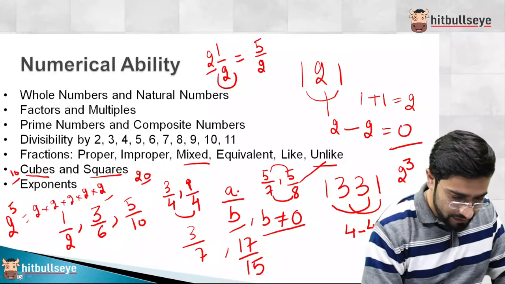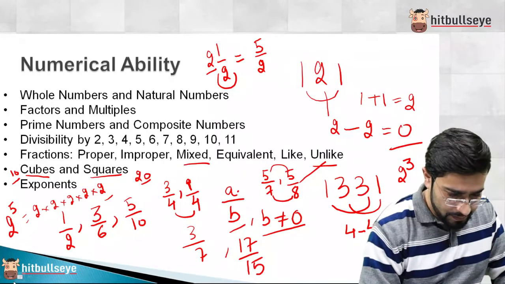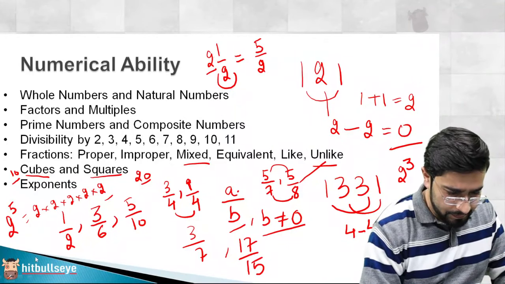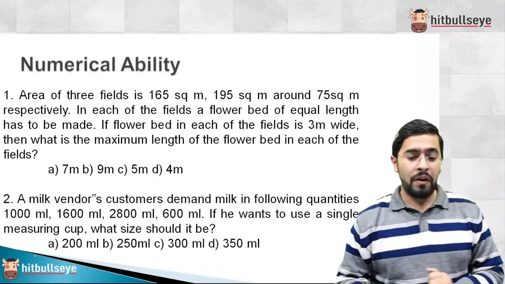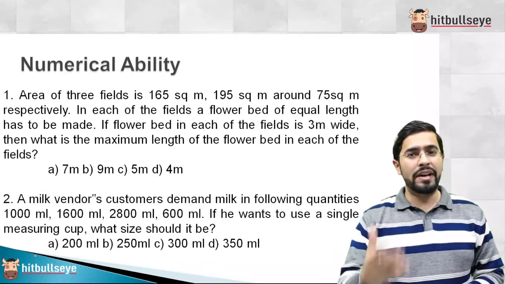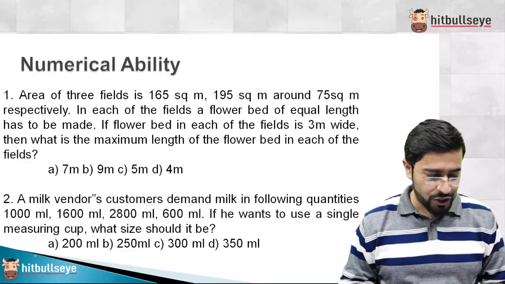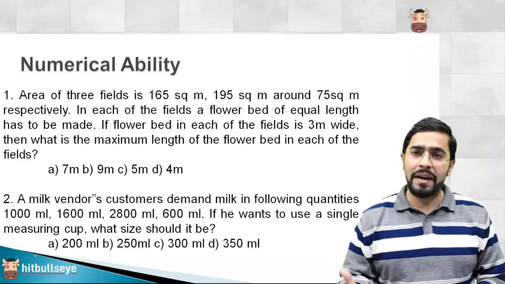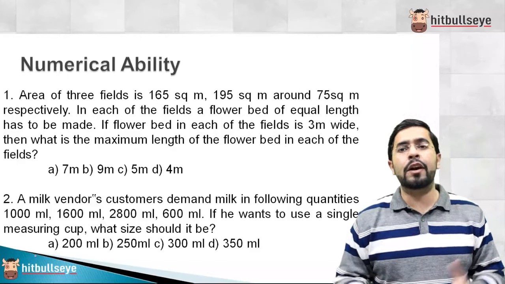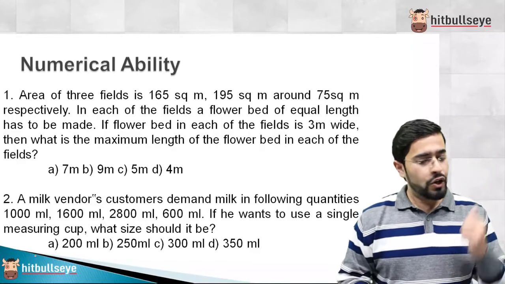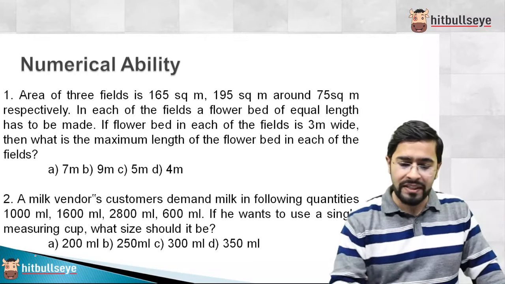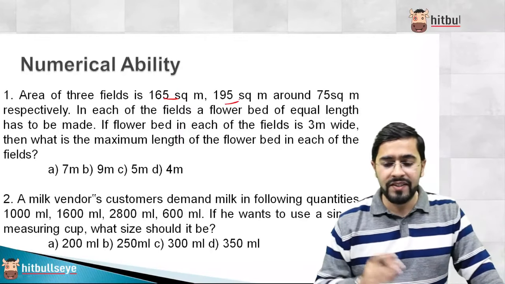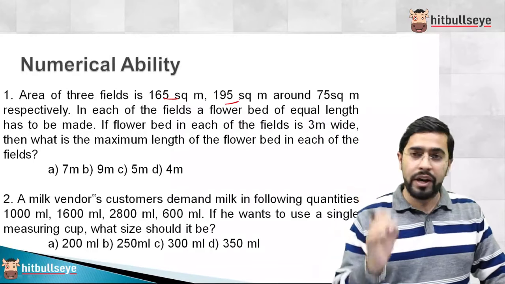Two questions. So you have two questions. While I'm reading the question, I would expect all my young students to solve them side by side, because in the end, of course, I will be the one who will be solving it. So please be very quick while we are solving. So area of three fields is 165, 195, 75 meters square respectively.